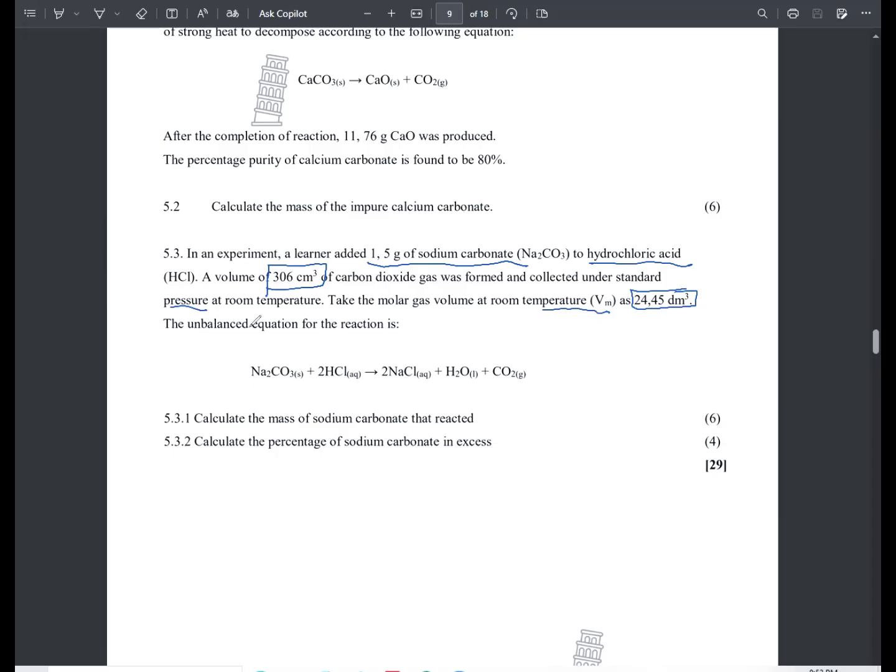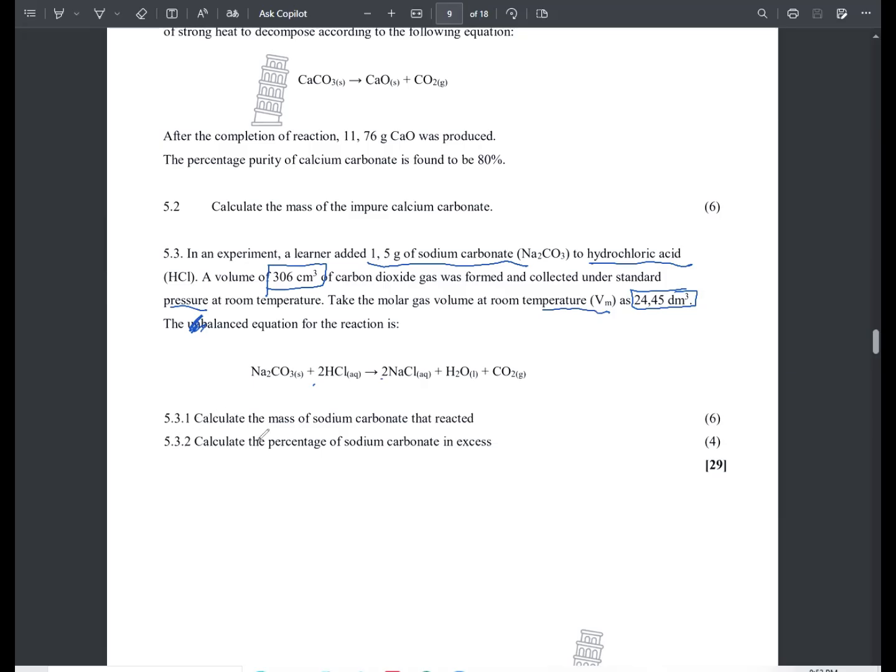Now they say the unbalanced equation for the reaction is this. Is it really unbalanced? They're lying. This is not unbalanced. They were actually supposed to say the balanced equation for the reaction because they put the 2 and the 2 there. So this is balanced. Don't play with us.